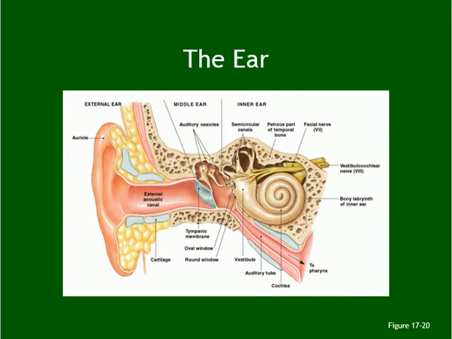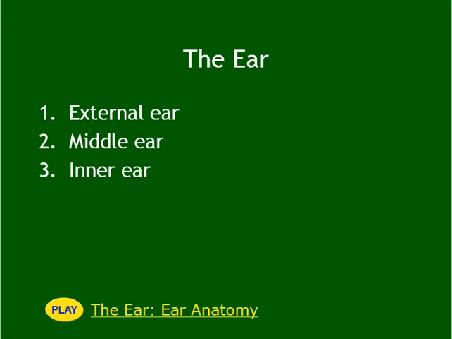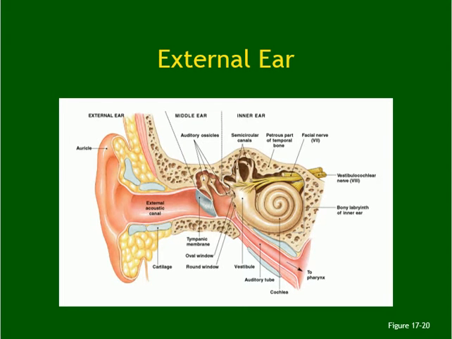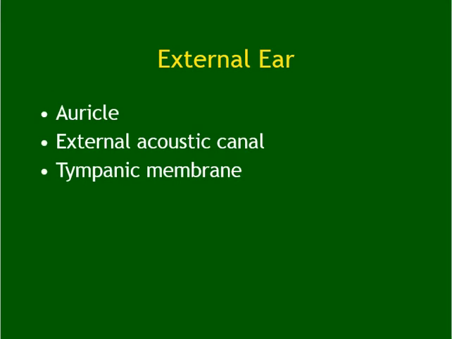The ear consists of three parts: external, also known as outer, middle, and inner. We have a model that looks like this in the lab. We will probably do it today after the quiz.